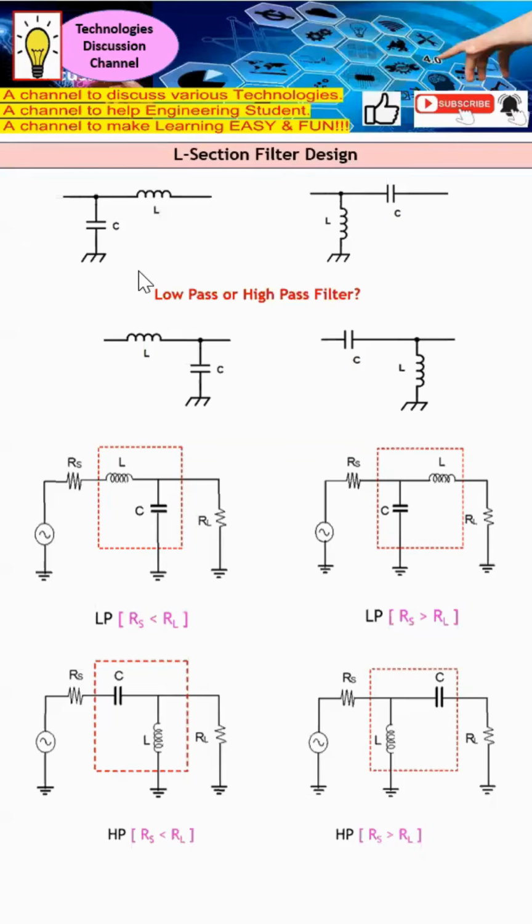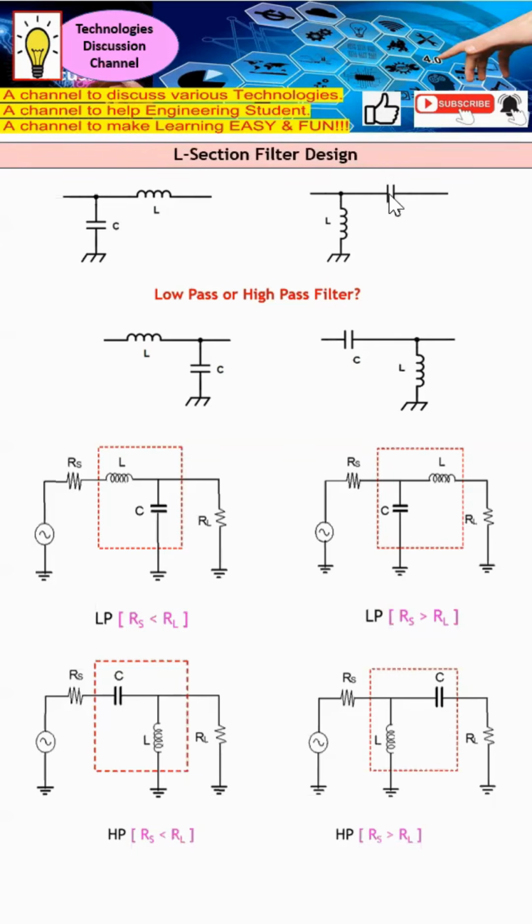I'd like to explain L section RF filter design. So basically, this four-diagram can be the solution for this L section filter design. For example, for this case here, this is actually shunt C, this is actually series L, this is actually shunt L, and this is actually series C.